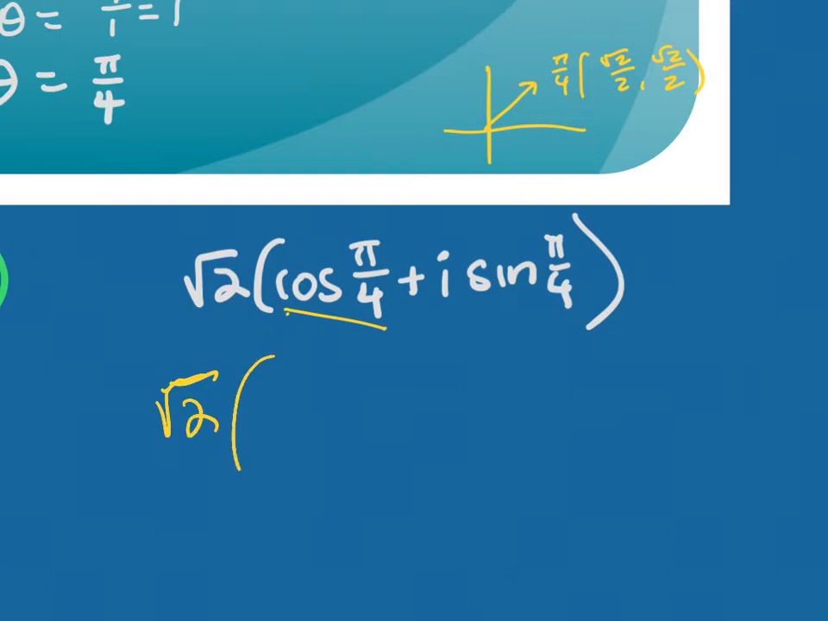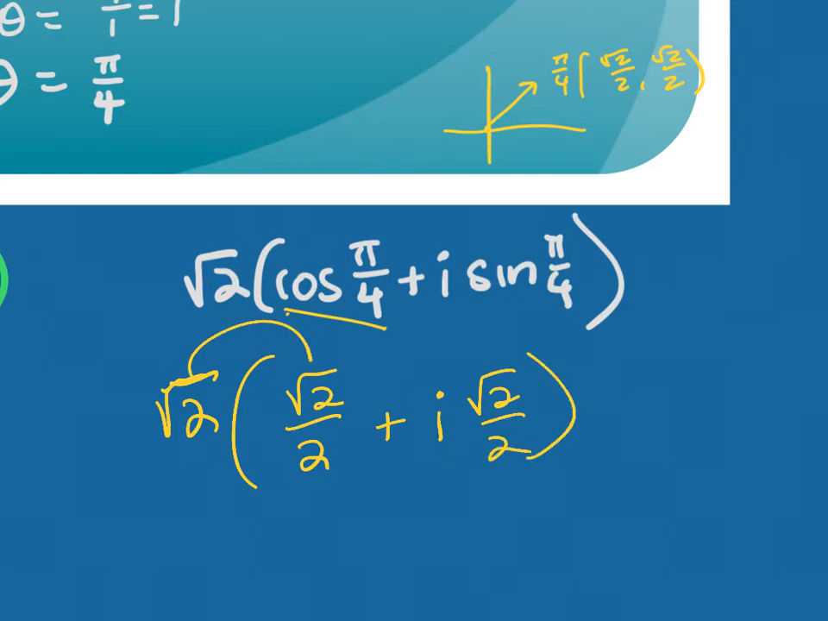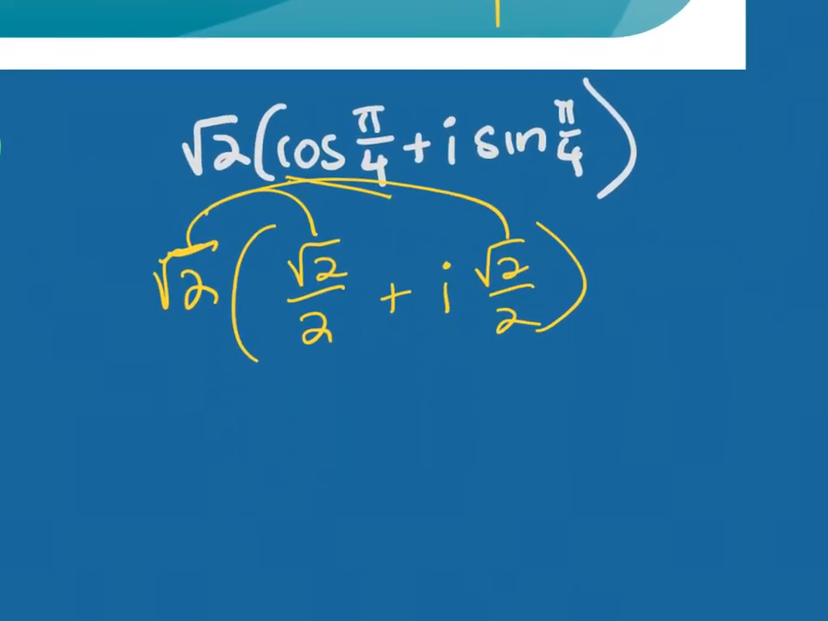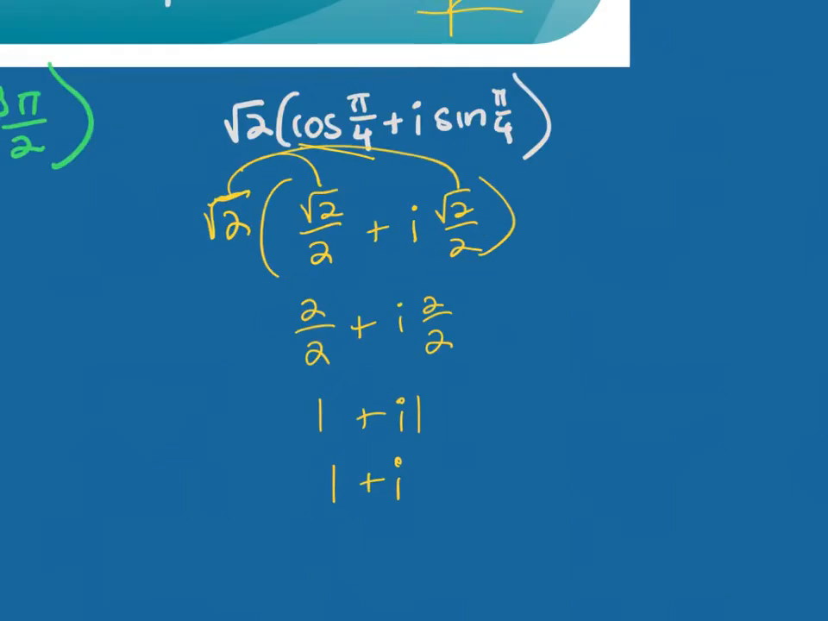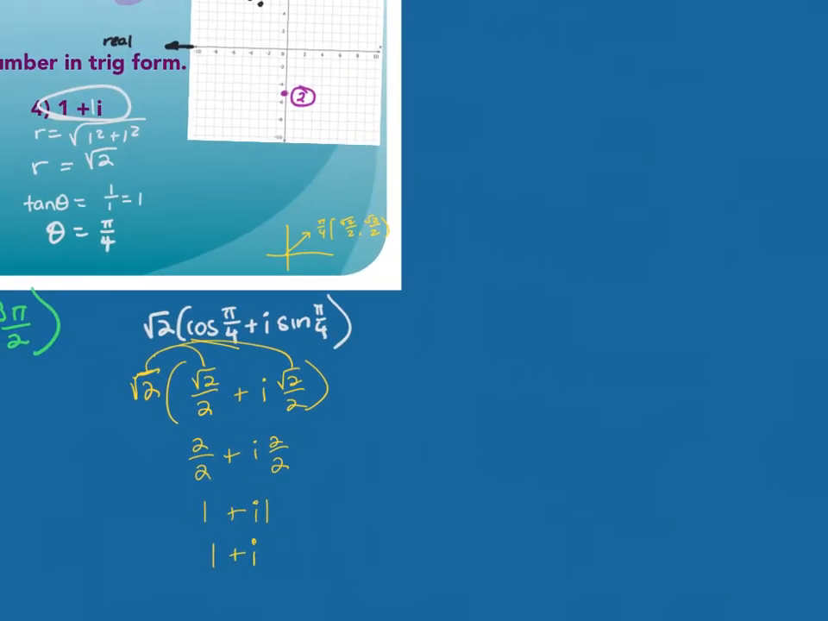If I wanted to check it or go backwards, this would be square root 2 over 2 plus i square root 2 over 2. Distribute that in. Root 2 times root 2 is 2. And then this is 1 plus i times 1, or 1 plus i. So it would be how you check, right, or work backwards to make sure it's right.